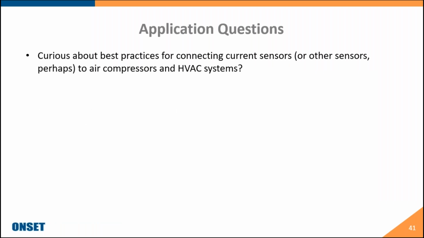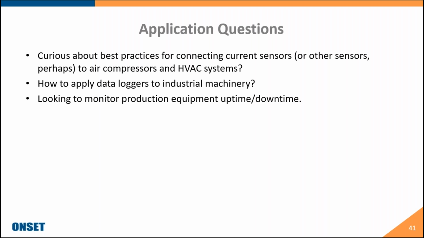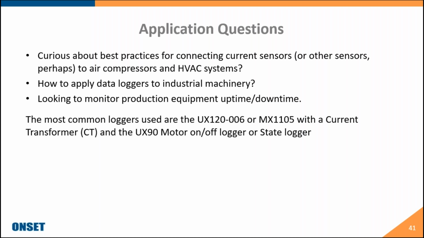All right, and then we had a question about best practices for connecting current sensors or other sensors to air compressors for HVAC, and how to apply these data loggers to industrial machinery, and also looking to monitor production equipment's uptime and downtime. The most common data loggers for these are really our UX120-006M, or the new Bluetooth version of this data logger, which would be the MX1105, with our current transformers, as well as one of our UX90 motor on/off data loggers or state data loggers.